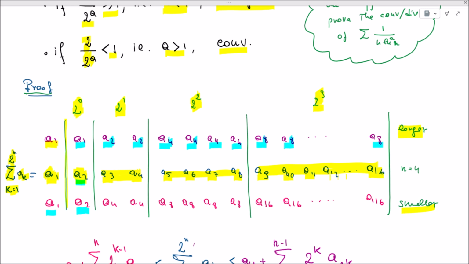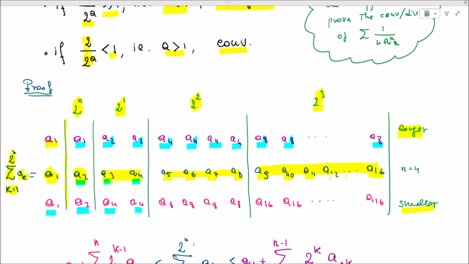But in the next group, which is this group made by A3 and A4, we want to replace them with 2 elements which are equal, and each of these elements need to be smaller of A3 and A4. For example, we can take A4. So now we have another group of 4 elements, A5, A6, A7, A8. We can replace this with the 4 elements which are smaller. And these 4 elements will be A8, A8, A8, A8. Same story for A16.